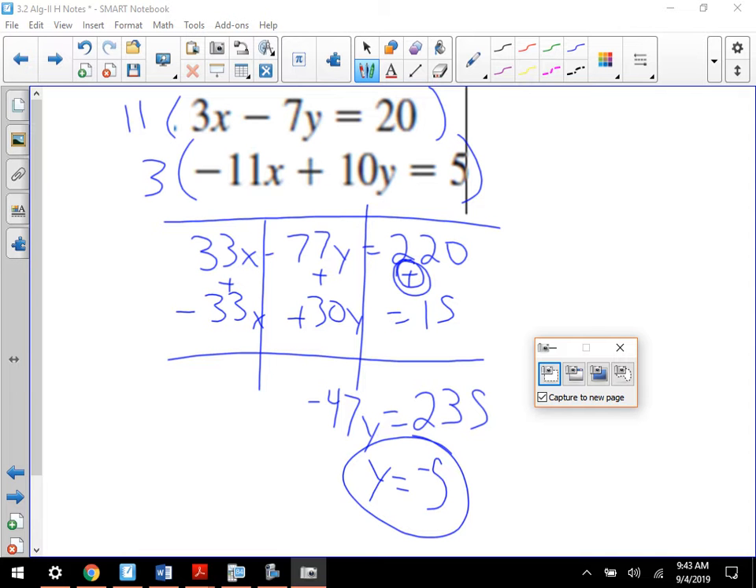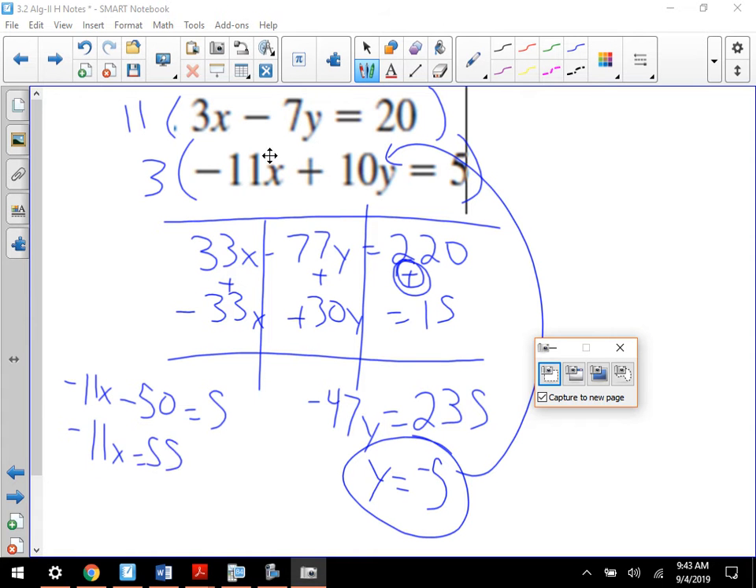If you math it correctly, yes. All right. So when you substitute that back in, if I go back to the second equation, I get the negative 11x. Then it'll be minus the 50 is 5. And x is also negative 5. So your solution set is always written as an ordered pair. That way we know that's how that works.